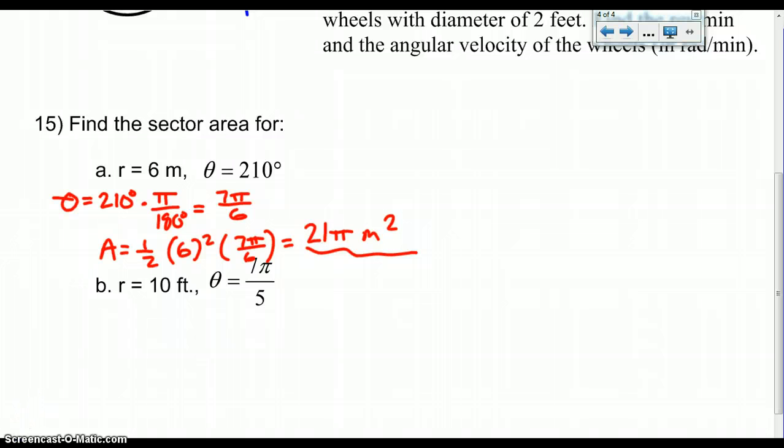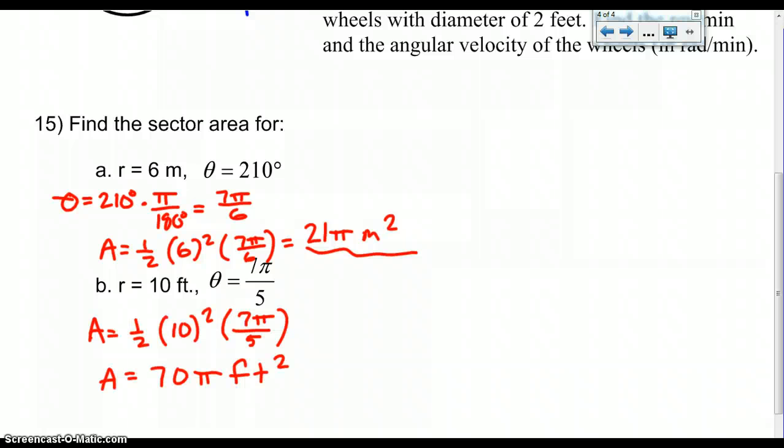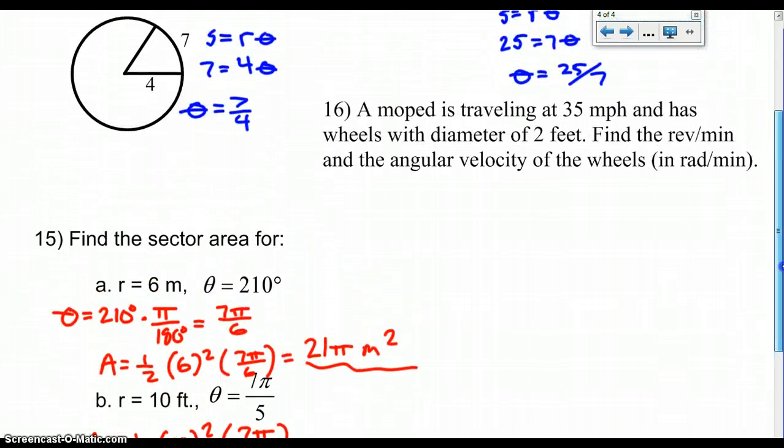Why don't you guys do number 15B on your own? So pause the video and work through that. You'll notice on 15B that the problem was actually given to us in a little bit simpler form, since we already knew our angle was 7 pi over 5 radians. And you can see I got 70 pi square feet is the total area there.